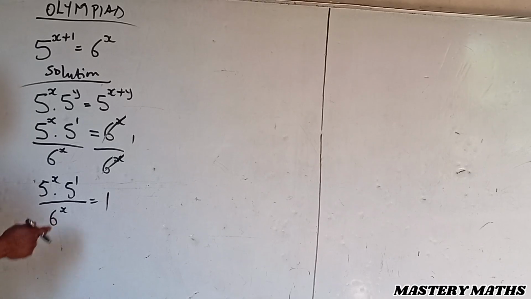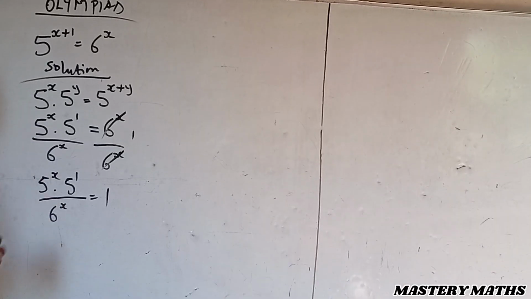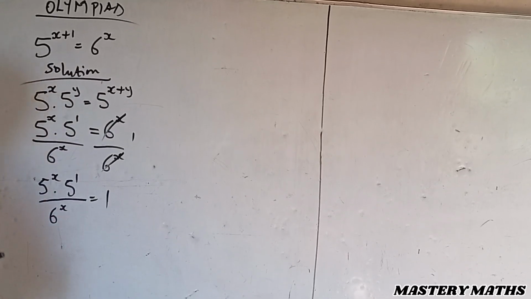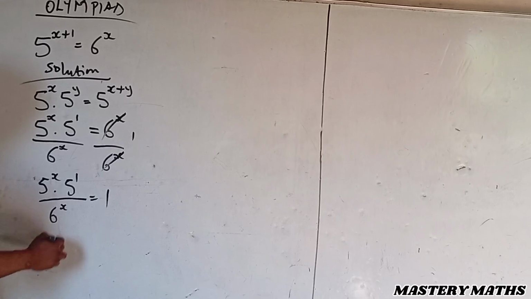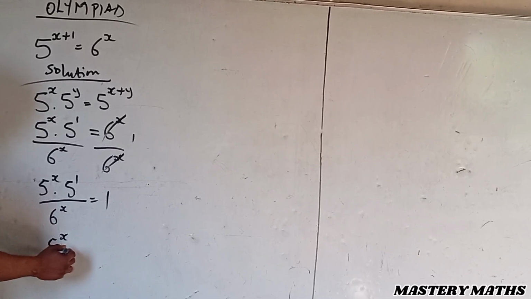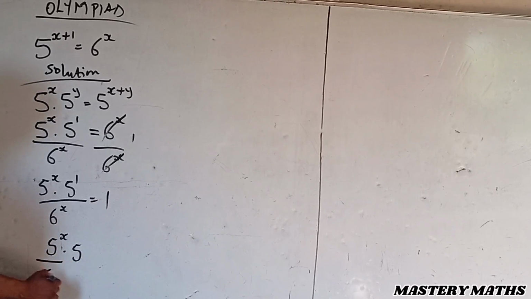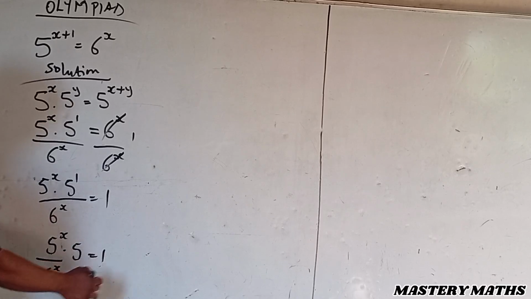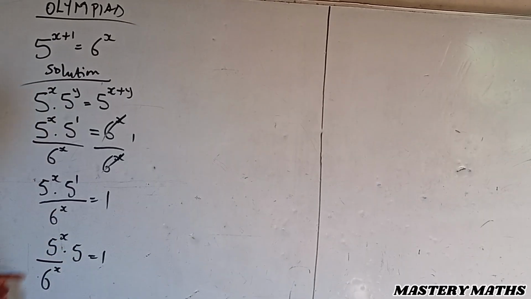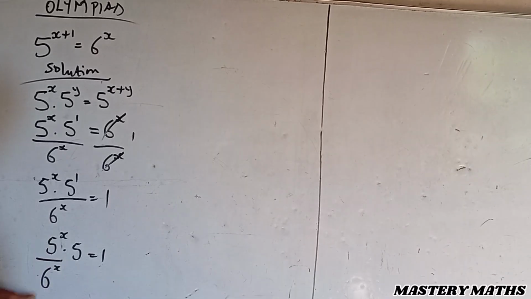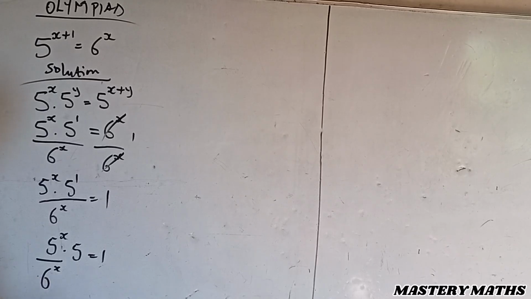Now, what about the next thing? We need to single out the factor of x. How? It will be like this: 5 raised to the power of x times 5 raised to the power of 1, which is the same thing as 5, then over 6 raised to the power of x equal to 1. Now let us single out the factor of x here. In order to single out the factor of x, what should we do?